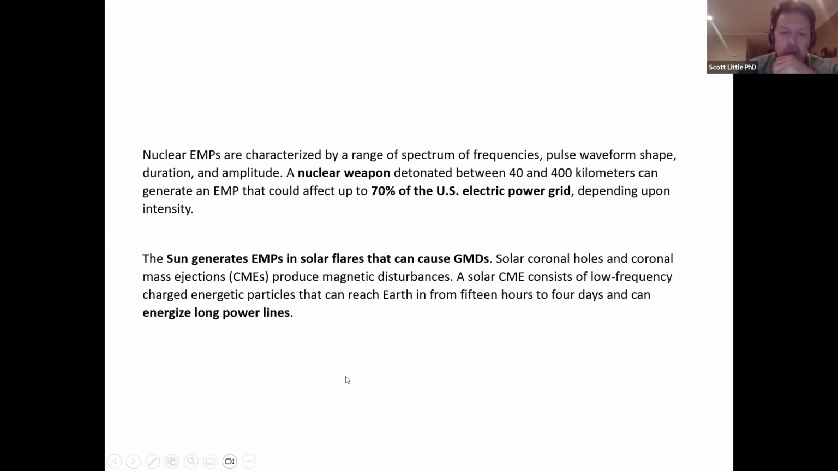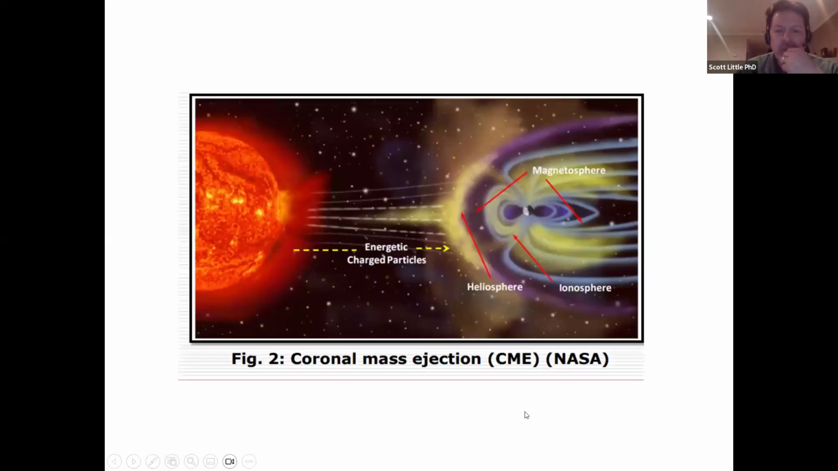Here's a little diagram of what it looks like when we get a coronal mass ejection from a solar flare that turns into an EMP when it hits the Earth's magnetic field. You have the sun on the left, and here's a solar flare generating charged particles, gamma and X-rays and other things depending on the spectrum frequency. First it hits the outer heliosphere, and then depending on the strength and intensity, it reaches the magnetosphere, and then finally the ionosphere.